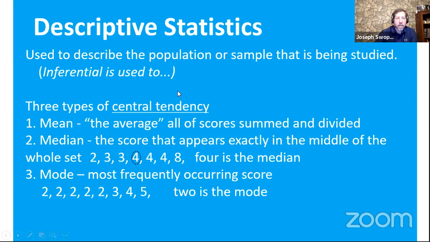Our old friend, the three types of central tendency, always seems to appear in psychology textbooks and in the curriculum. But I'm not going to spend much time on this because if you're a junior or senior, you've seen this before in many years of your previous math classes. The mean is the arithmetic average of all the scores, summed and divided by the number of scores. The median is the score that appears in the middle of the whole set, as long as they're in order. So of course I circled 4 there, right? And the mode is the most frequently occurring score. Here, since there's two 2s, 2 would be the mode.